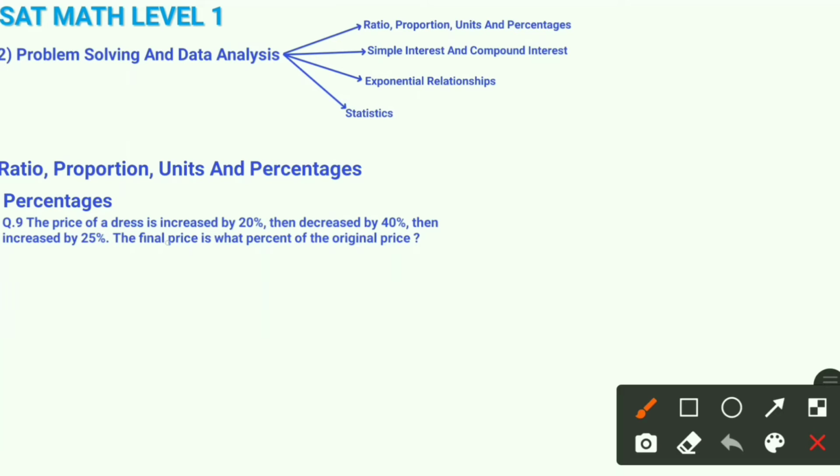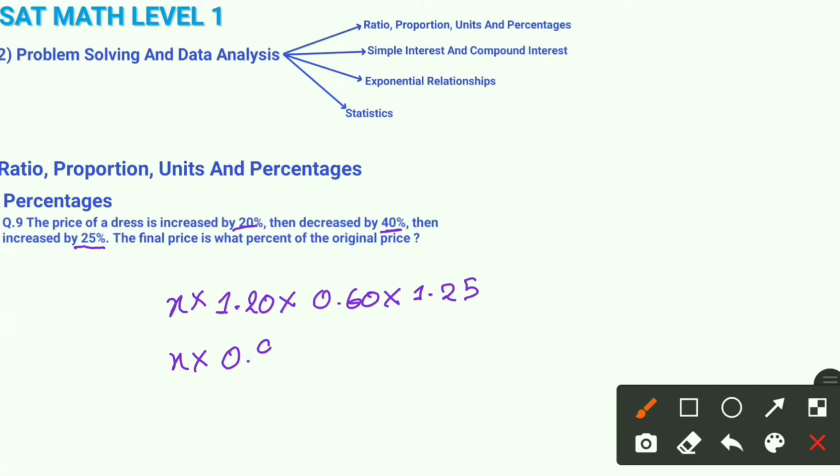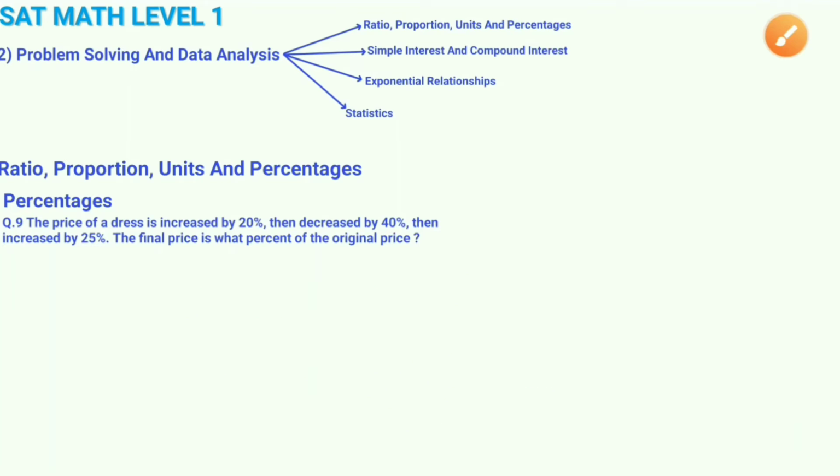Question 9. The price of a dress is increased by 20%, then decreased by 40%, then increased by 25%. The final price is what percent of the original price? At first the price was increased by 20%, so 1.20, then decreased by 40%, so 0.60, and then again increased by 25%, so 1.25. Now if you multiply all of this, using a calculator, it's 90% of the original price of the dress, which means it is decreased by 10%. So this is the answer.